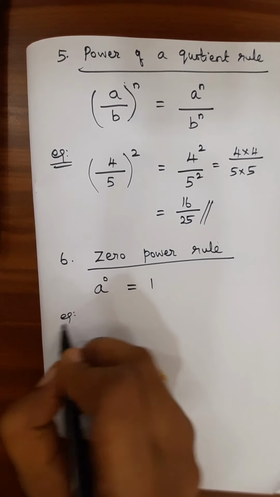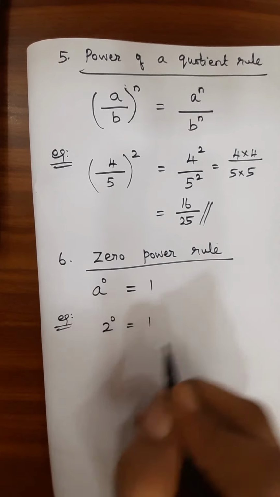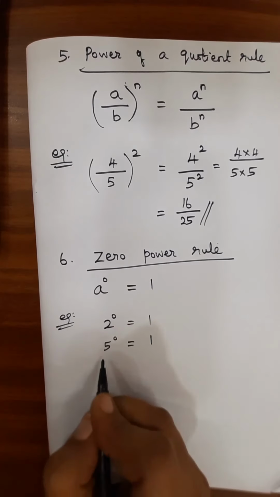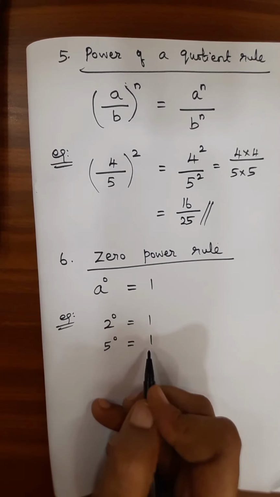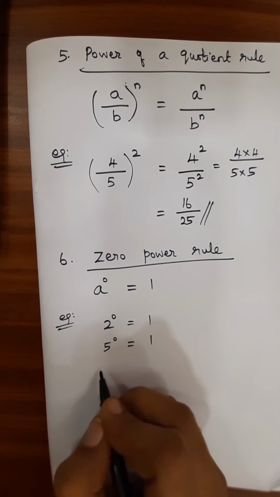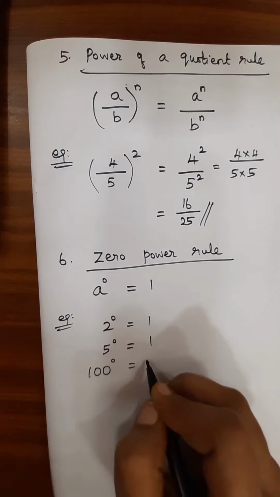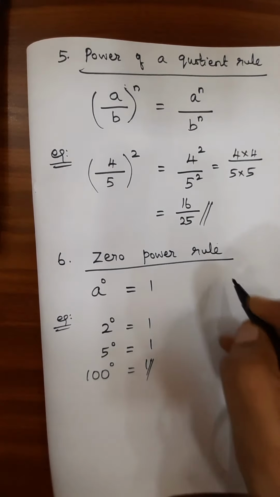Few examples for this. Just see, 2 to the power of 0 is equal to 1. 5 to the power of 0 is equal to 1. So any number raised to the power of 0, we will get the answer as 1. Whether it is 10, 100, 2000, whatever it may be, 100 raised to the power of 0 gives the answer 1. Clear?